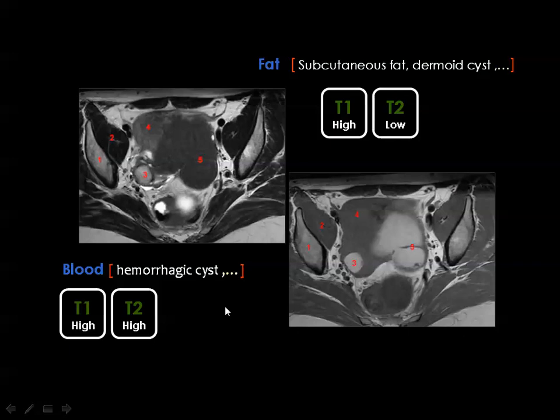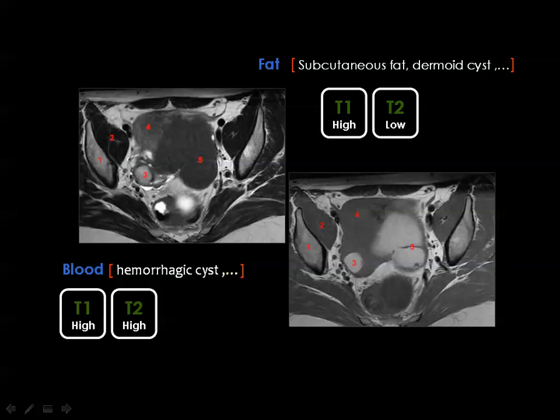If you look here, this is a cyst in the pelvis, and the cyst contains fluid. The fluid is dark in the T1 and bright in the T2 weighted images. But look here at number 3, there is a lesion which is bright in the T1 and bright in the T2. This lesion may represent fat or may represent blood. Let's say the dermoid cyst contains fat and the hemorrhagic cyst contains blood.